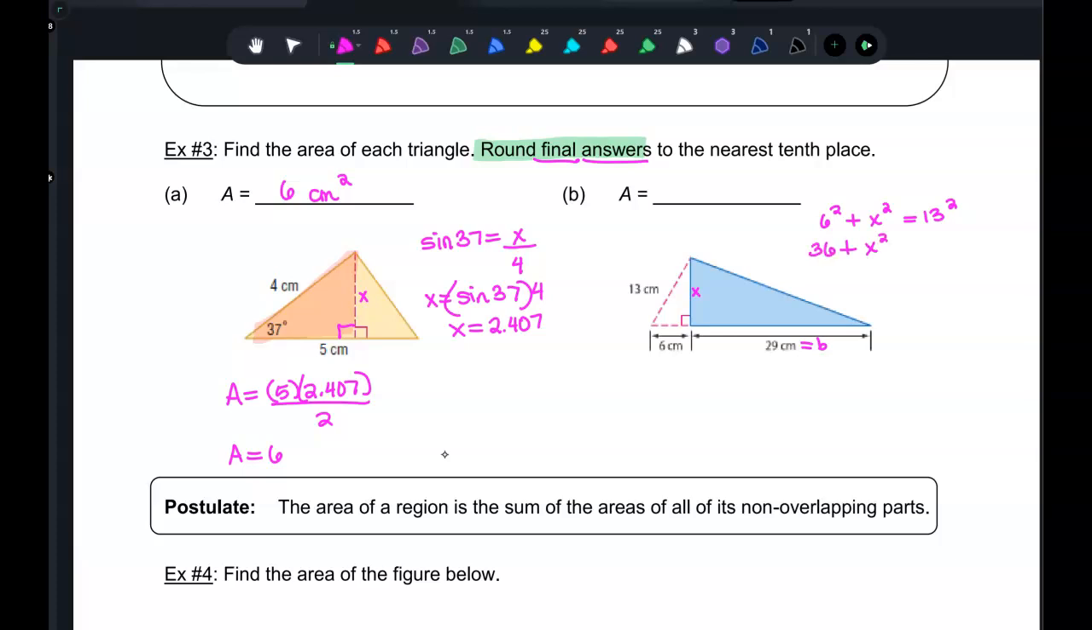So 30. What happened? Oh. Not to you. To the problem. Oh, to the problem. Okay.